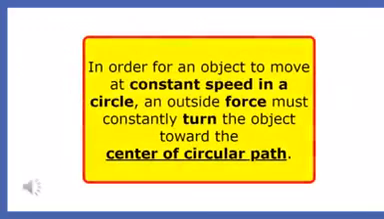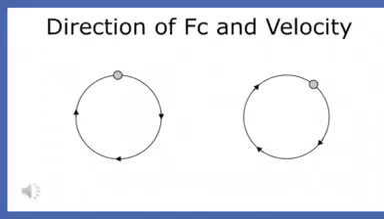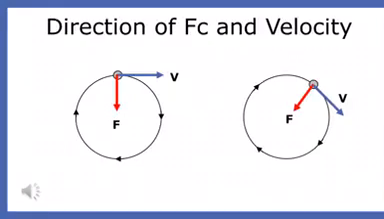Let's review a key point. In order for an object to move at constant speed in a circle, an outside force must constantly turn the object towards the center of the circle. This force is called a centripetal force. Whenever we draw the centripetal force and the velocity, we always draw the centripetal force first, then draw the velocity perpendicular to that force.